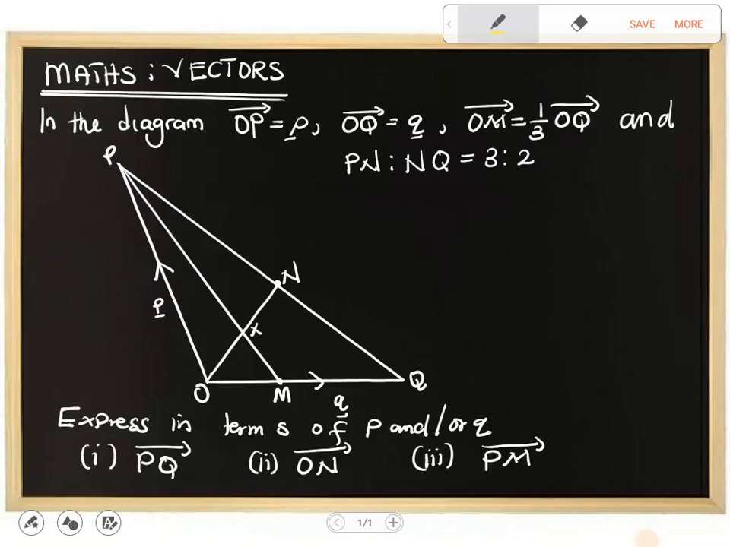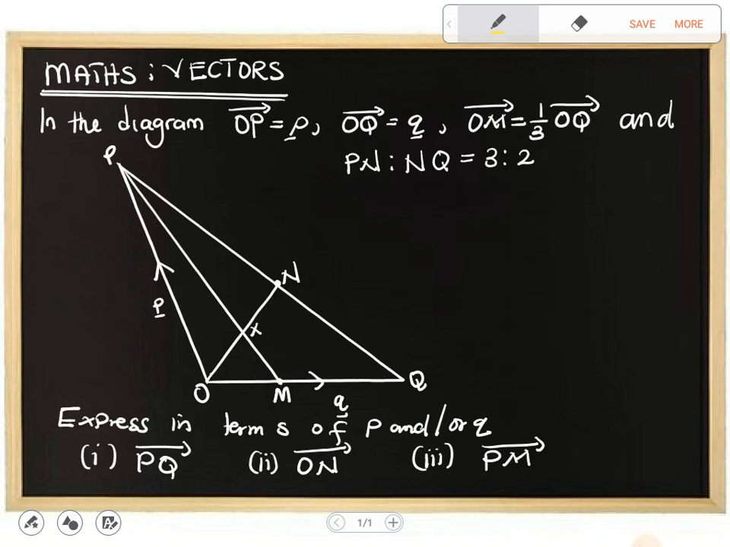We have a vector question here which says in the diagram, vector OP is P, vector OQ is Q, and vector OM is 1/3 of OQ, and that PN and NQ are in the ratio of 3:2. Expressed in terms of P and Q, they want us to find PQ, ON, and PM. So join me as we break this down.